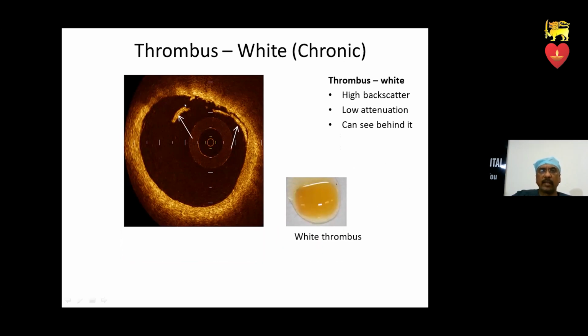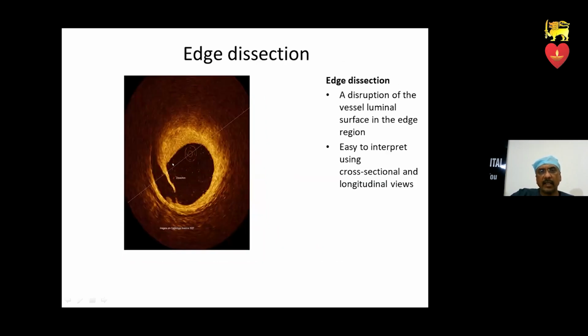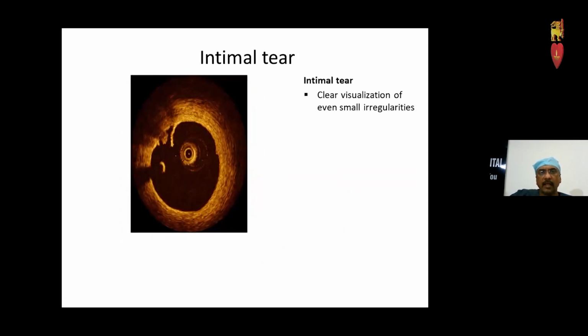This is white thrombus. This is an image of dissection, where you see a disruption of the luminal vessel wall, and this is quite easy to interpret when you see it floating like this, and actually blood has entered the media. This is an image of a dissection. This is another image of an intimal tear, where just the surface of the intima has been raised, and you are able to clearly see the vessel wall behind it.